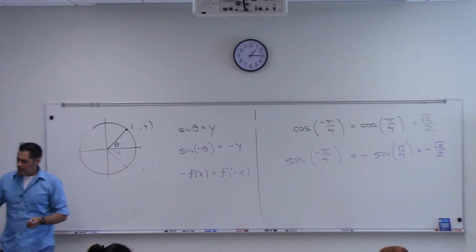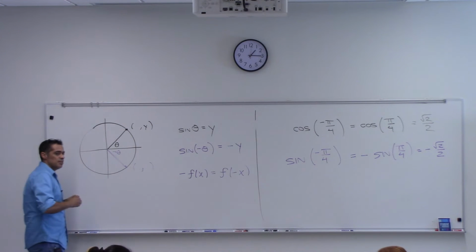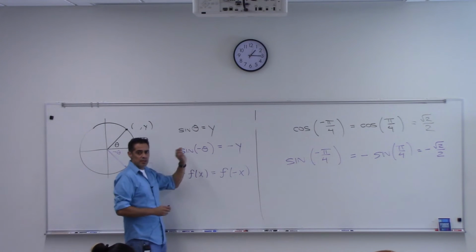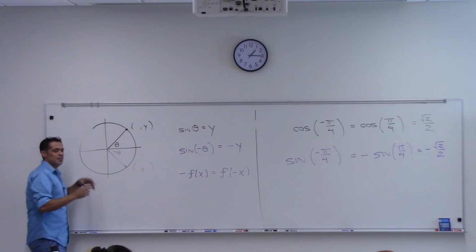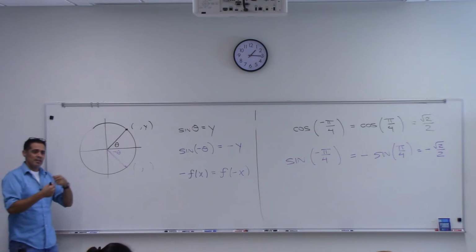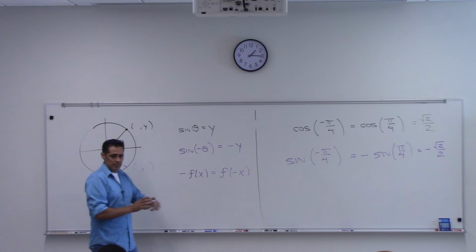Okay, that's all I needed to touch on in section 7.5, just this idea of even and odd, and that cosine is an even function and sine is an odd function. All right?